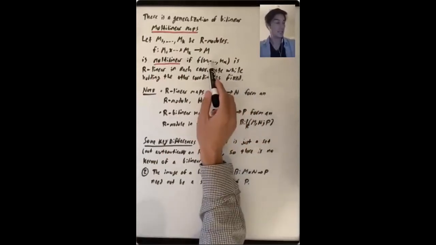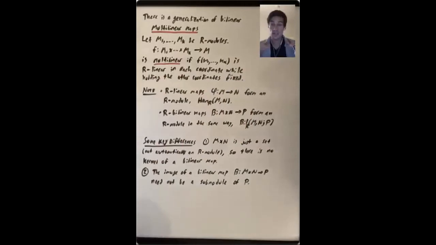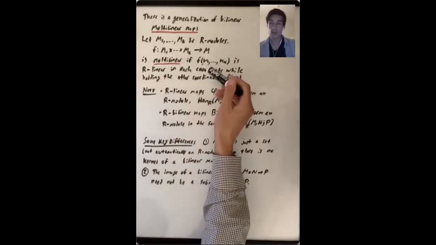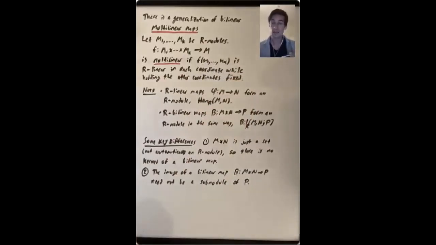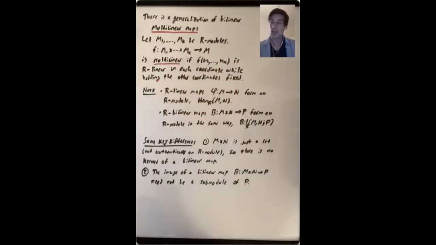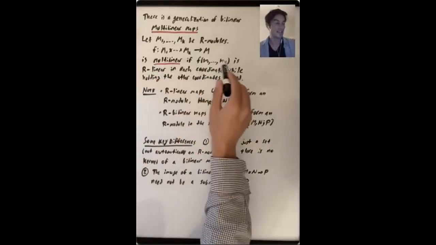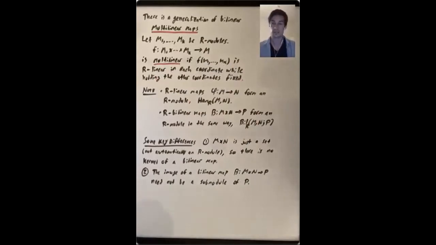That means if you take M2, M3 up to little mk and you just fix those elements, and then you vary over all the possible inputs for the first coordinate, what are you getting? You're getting an R module homomorphism from M1 to M. And you have the same statement if you fix any subset of k minus 1 of these k coordinates.